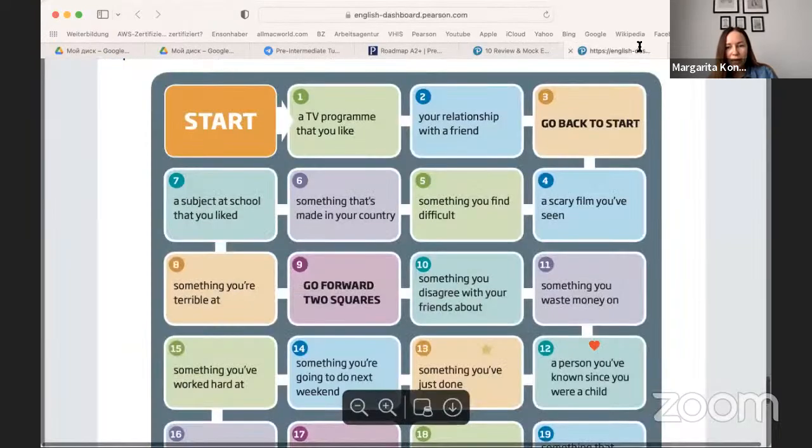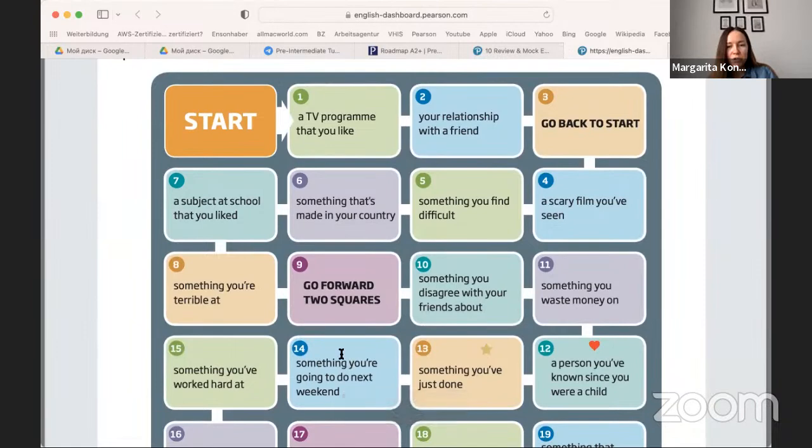Okay, so that is 14 for me then. Something you are going to do next weekend. All right, so the next weekend is just tomorrow, the day after tomorrow.